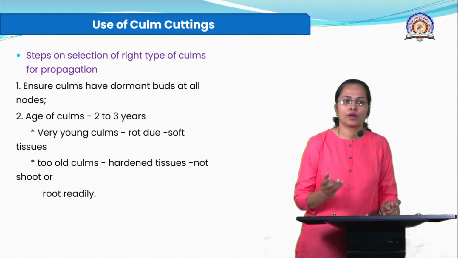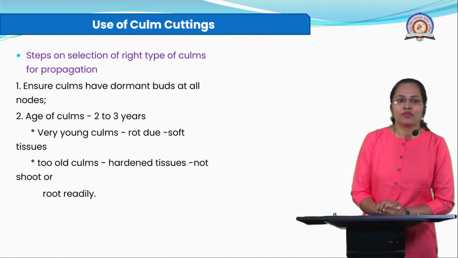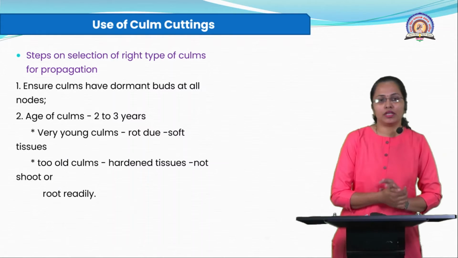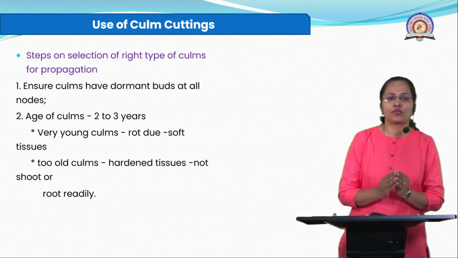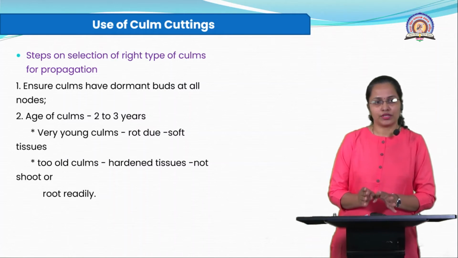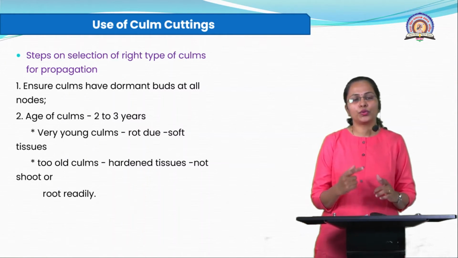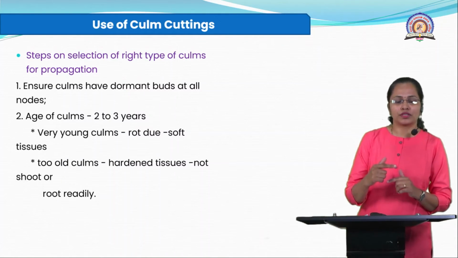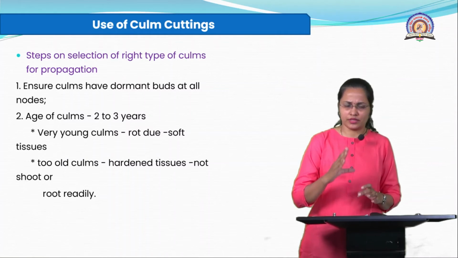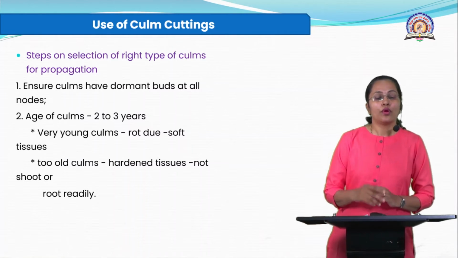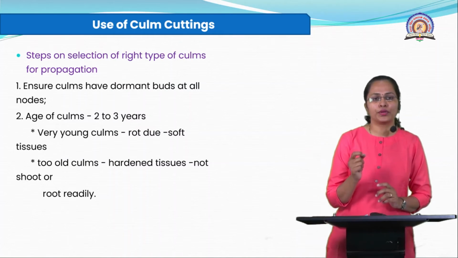Okay, now in case of clump cutting, we have to ensure initially that the stem, the clump, has new buds at the nodal region. Every shoot, every stem is divided into two important parts, the node and the internode. The distance between two nodes is referred to as the internode. At the nodal part, there should be dormant buds.